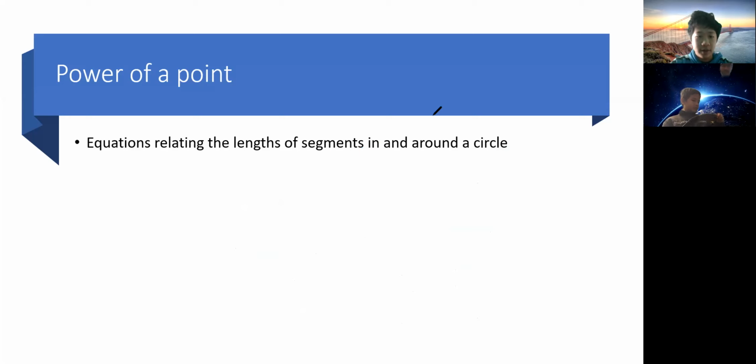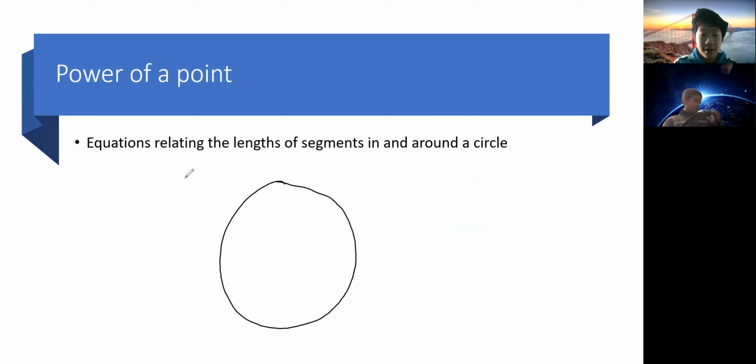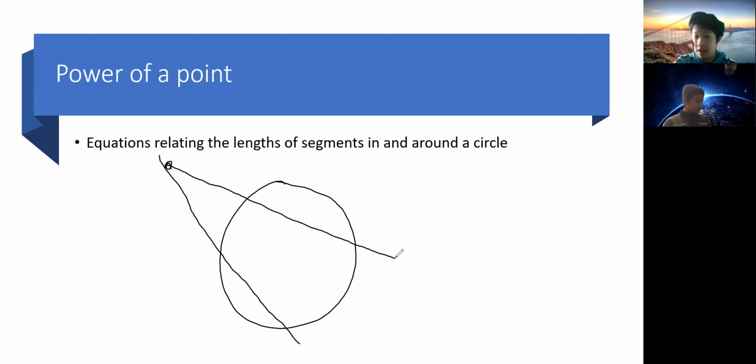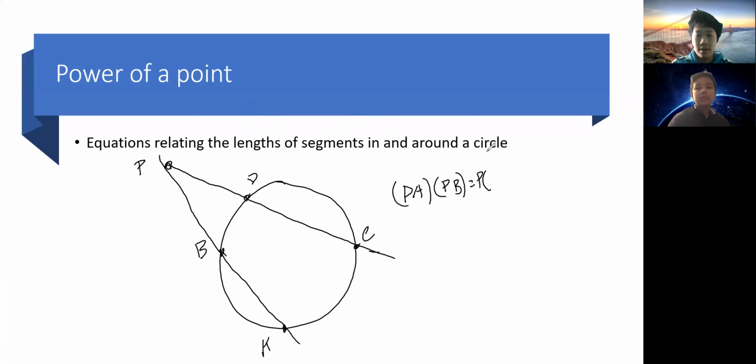Now we've got some more formulas. We have two secants. Let's say I have two secants here. Two secants are cutting the circle at two points each. Say this is point P, A, B, T, C. So those are our points. The formula we have is PA times PB equals PC times PD.